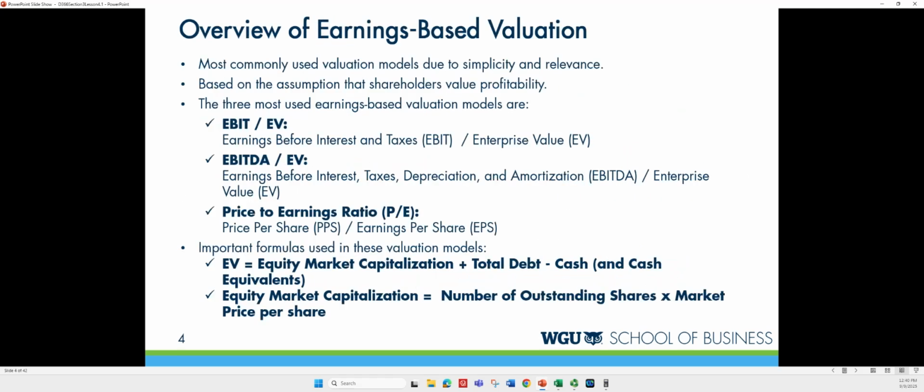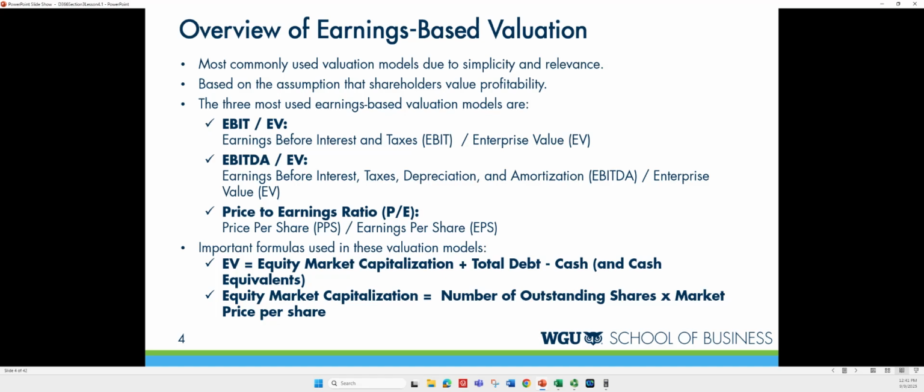So the first thing we'll discuss is a brief overview of earnings-based valuation models. They're the most commonly used valuation models because of their simplicity and their relevance. They're based on the assumption that shareholders value profitability. And the three most commonly used earnings-based valuation models are the EBIT to EV, which is the enterprise value ratio, the EBITDA, which is earnings before interest, taxes, depreciation, and amortization, to enterprise value ratio. And then finally, the price earnings ratio, which is the price per share on a stock divided by its earnings per share.